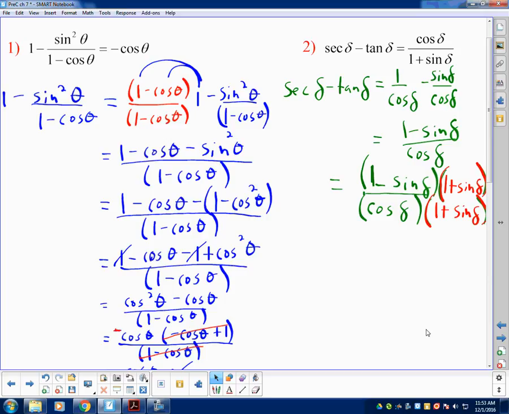Somehow I need a 1 plus sine delta. So what I'm doing, this is what we call the wishful thinking method. I wish I had a 1 plus sine delta in there. Well, I can, as long as I put one in the top and the bottom, because I'm really just multiplying by a very carefully chosen value of 1, right? So here's what I have.